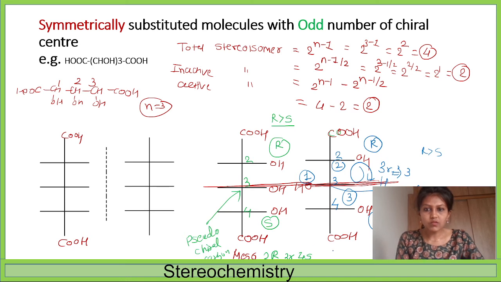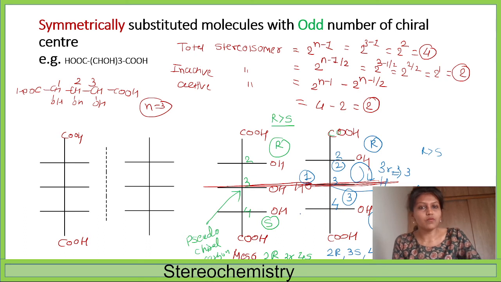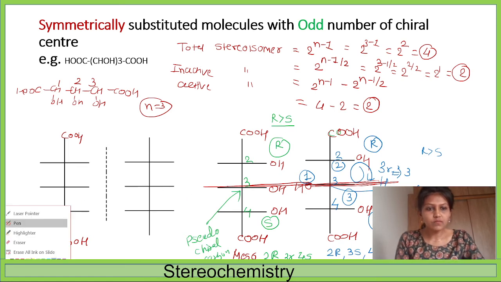right? So its configuration is 2R as it is, 3s small s, for chirality capital R and S are used, for pseudochirality small r and small s will be used, and 4S. Later on after this video I will explain pseudochirality in detail, right? Now the next one: both molecules are optically inactive because there are two meso compounds present.